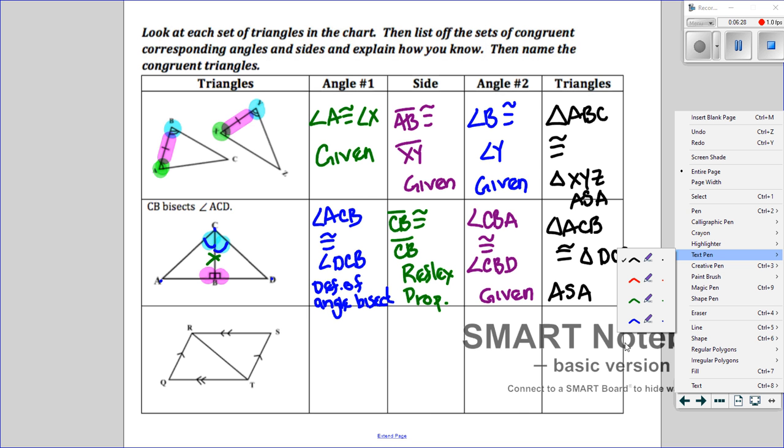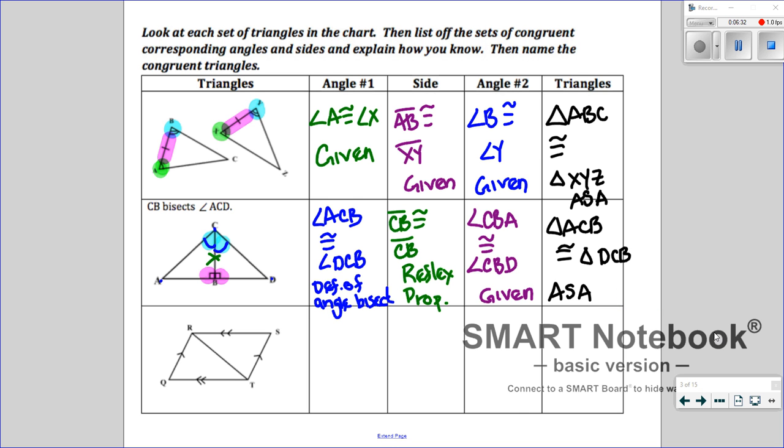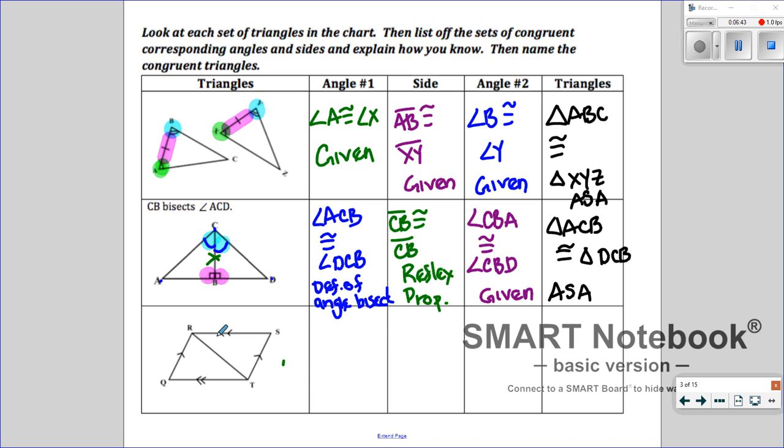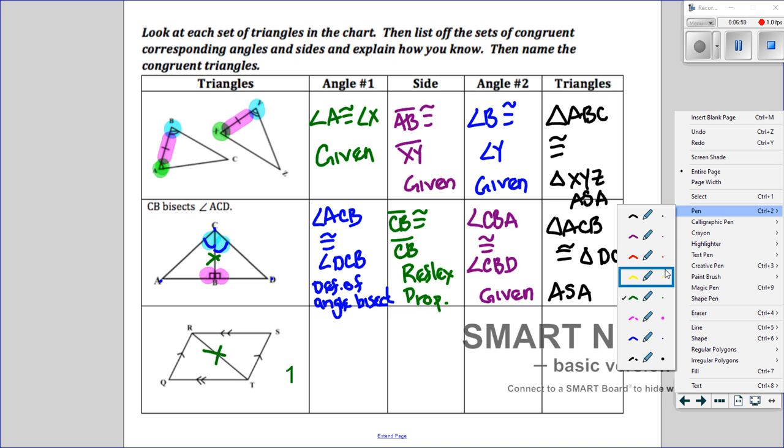So now let's look for a side. Actually, I don't want text, I want just a pen. It takes a while to load. Alright, so now I'm going to look at the side, the line that the two triangles share. So it's RT. This is going to be reflexive because it's shared, and I'm going to highlight that in green.